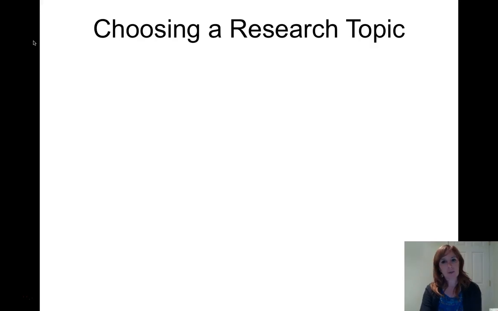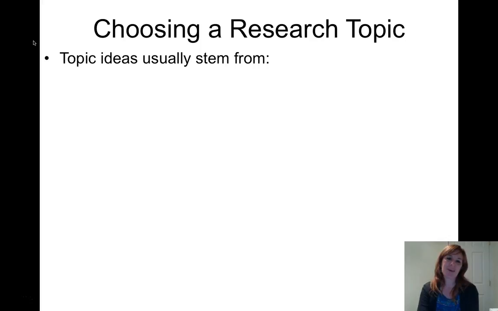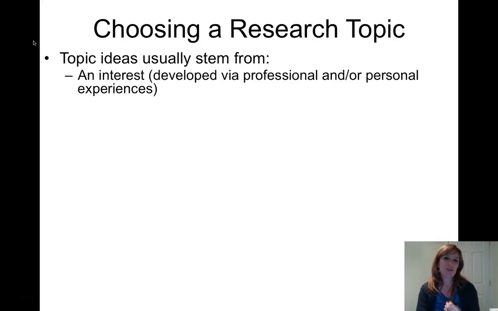So research ideas and questions. We won't talk a ton about research questions and developing research questions in this class, but we will do a research paper. You will do a research paper. I will not write one. But the first thing that you'll want to do is choose a research topic. And topic ideas usually stem from whatever interests you have, often developed via professional or personal experiences.